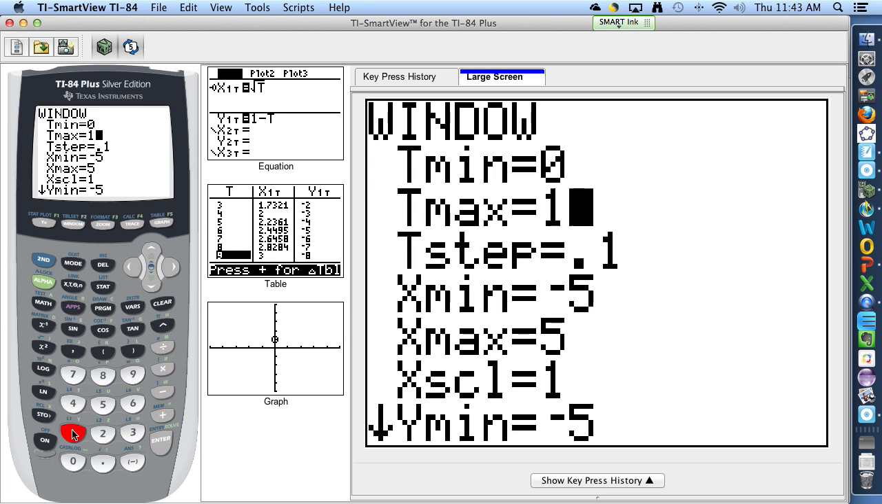So if I pick 16, the next thing we want to ask is what the t step is, and that means how often do you want me to plug in t values? Now, if you have t step as 1, basically from 0 to 16, what's that? 17 values, including 0 and 16. So you're only going to get 17 points on the graph.